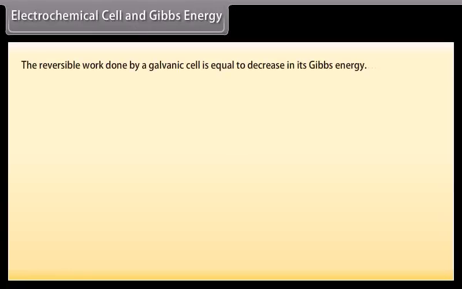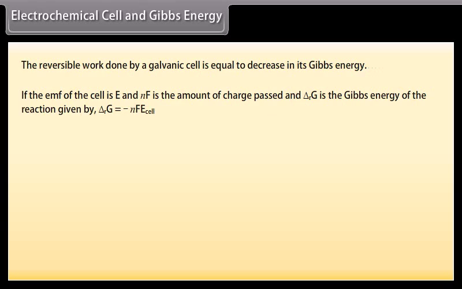Electrochemical cell and Gibbs energy. The reversible work done by a galvanic cell is equal to decrease in its Gibbs energy. If the EMF of the cell is E and nF is the amount of charge passed and ΔrG is the Gibbs energy of the reaction, then ΔrG is equal to minus nF E cell.